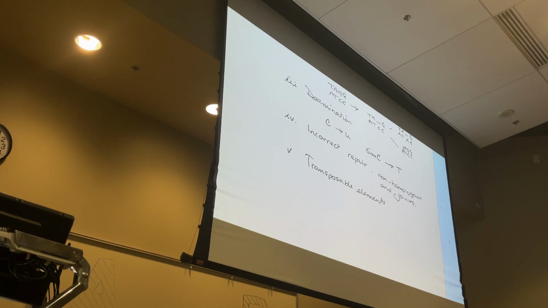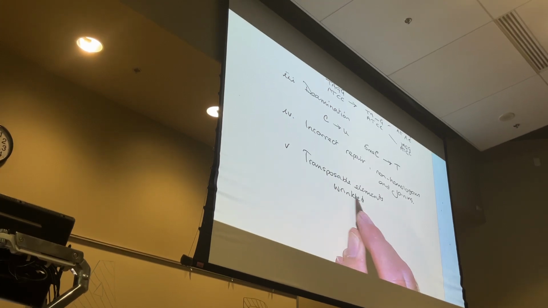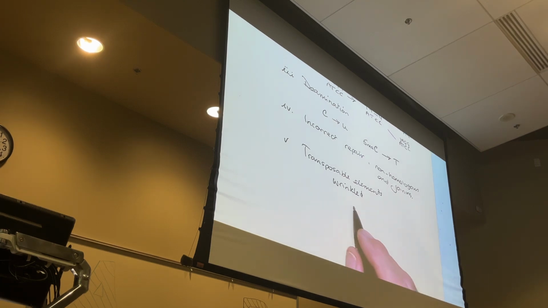One of the interesting things about transposable elements is that it is the cause of the wrinkled allele in peas. So, I know I've talked about this a couple of times before.